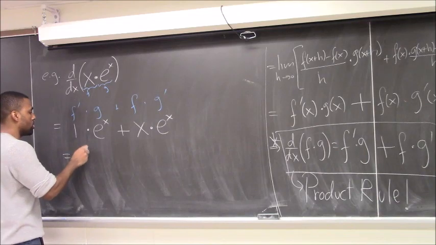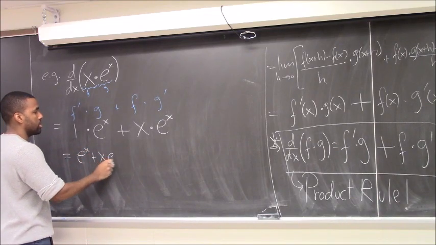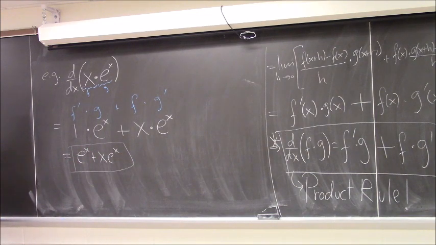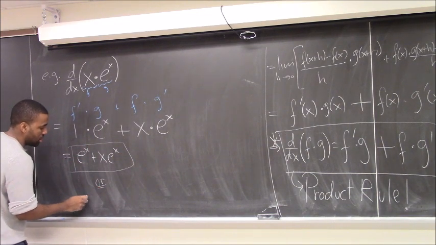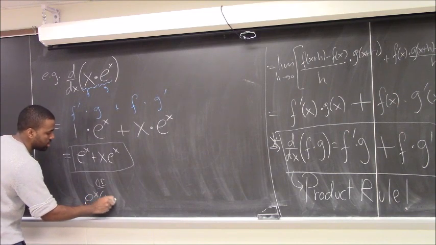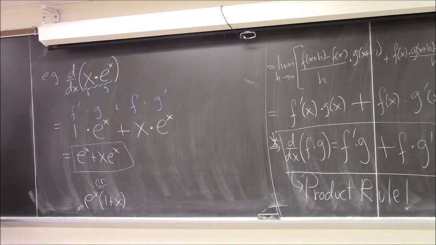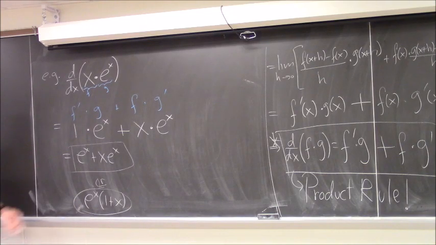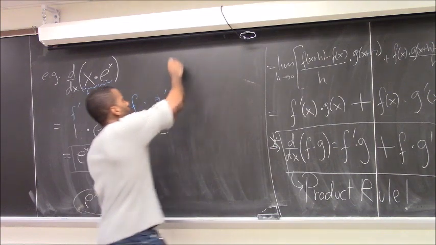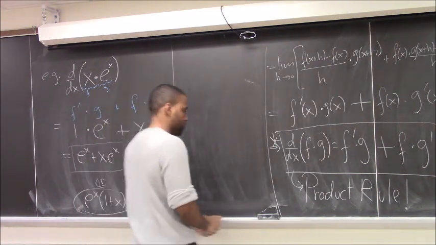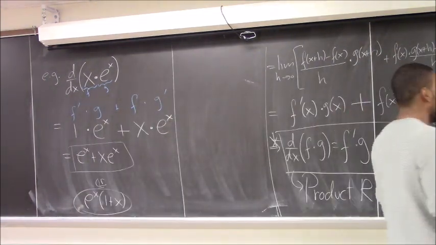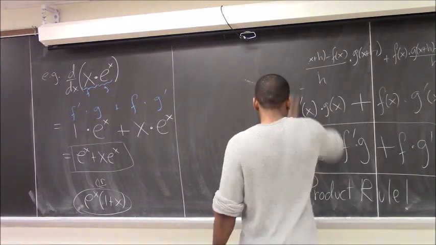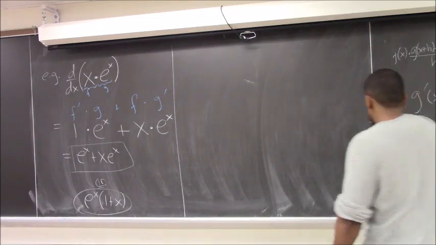So the derivative of x e to the x is just e to the x plus x e to the x. Or, which is not always necessary, you could factor out a common e to the x, and that's that. There are cases where you want to factor, but sometimes you don't have to. Here, don't worry about it. So that's how you differentiate that function. That's using the product rule.